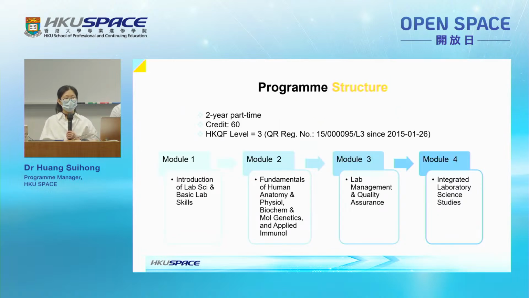As for the program structure, this is also a 2-year part-time program, but it only has 60 credits and is at Hong Kong QF level 3, so it's not that heavy a program. It has only 4 modules. The first module will introduce you to laboratory science and provide some basic laboratory skills. In the second module, it provides the core scientific principles that can help you understand laboratory science. It will include the knowledge in human anatomy, physiology, biochemistry, molecular genetics, and applied immunology.